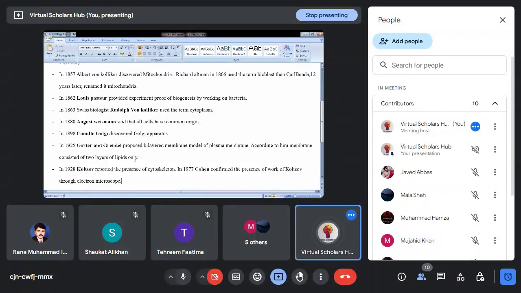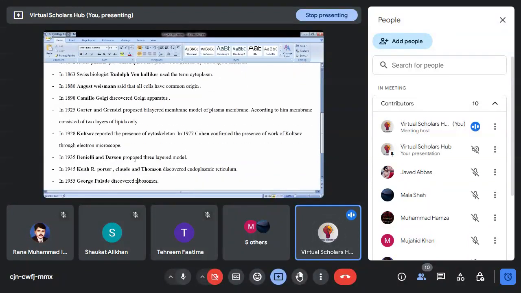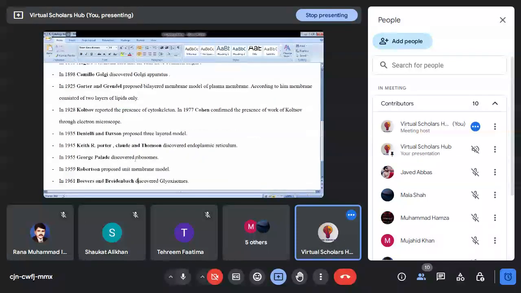And next, in 1928, Otto Wolf reported the presence of cytoskeleton, and in 1977, Cohen confirmed the work of Holtzer through electron microscope. This was a much later work. And next, in 1935, Hillary and Davson proposed three-layered model of plasma membrane. I am editing something here, that this was the model regarding plasma membrane.